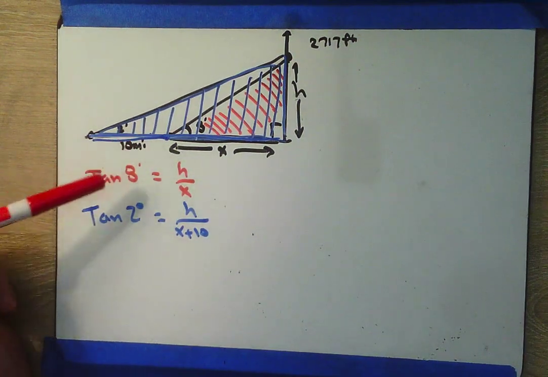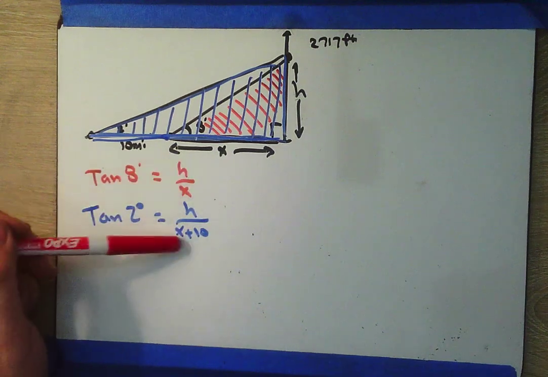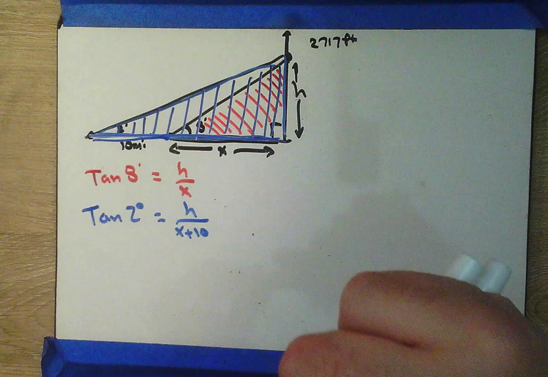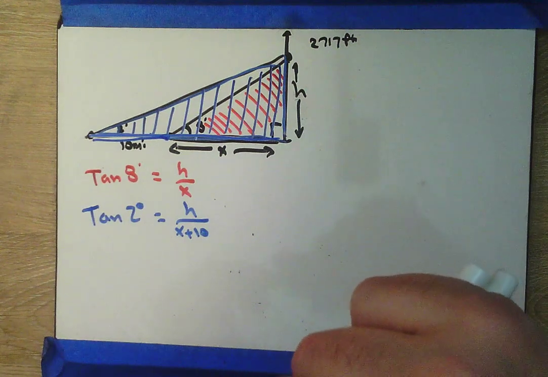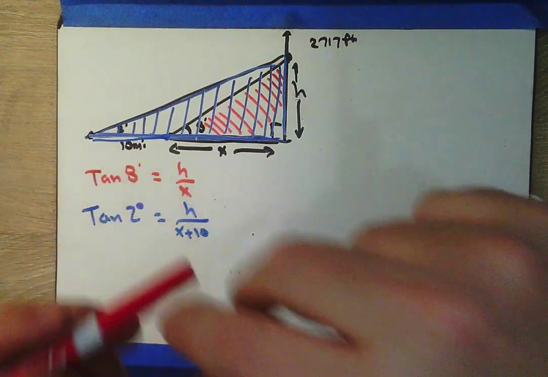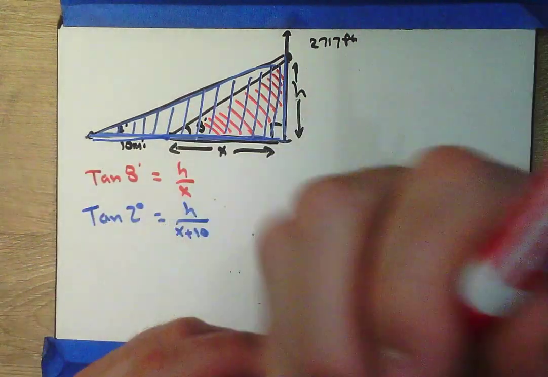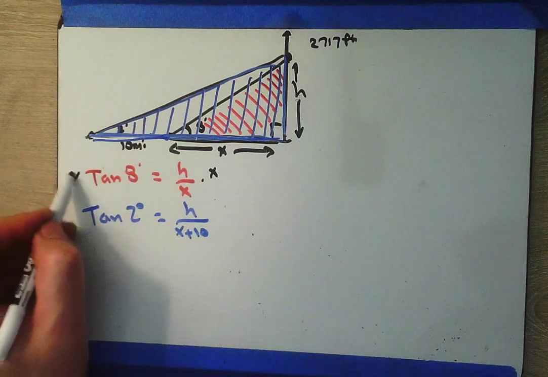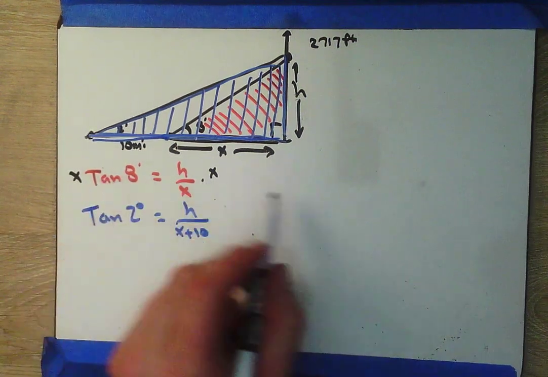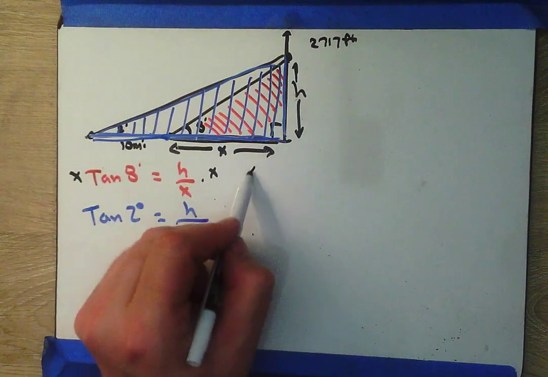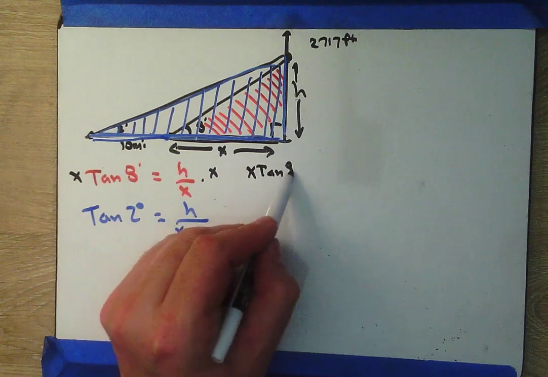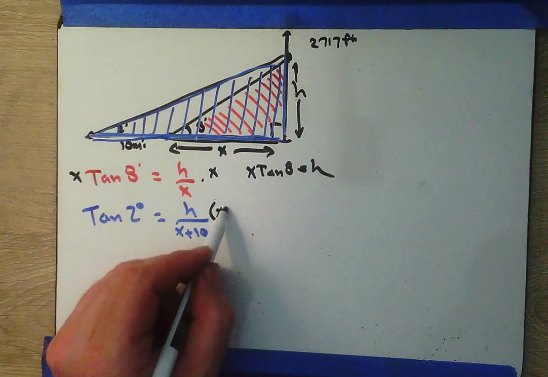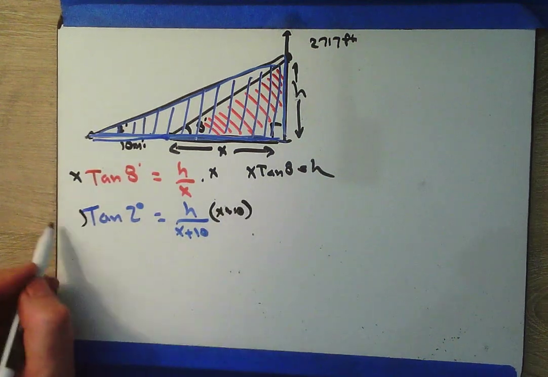But I notice I've got 2 equations and 2 unknowns. That's a system. And I find here, with these problems, that I like using substitution to solve these systems. I'm going to start by clearing out the fractions. I'll multiply both sides by x here, and so I'll have x tan 8 equals h. And here I'll multiply both sides by x plus 10.